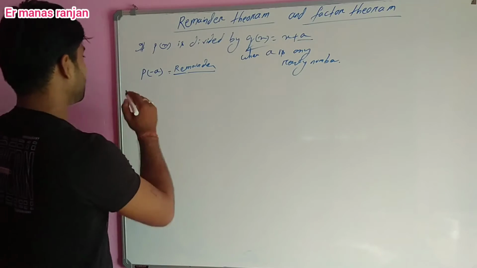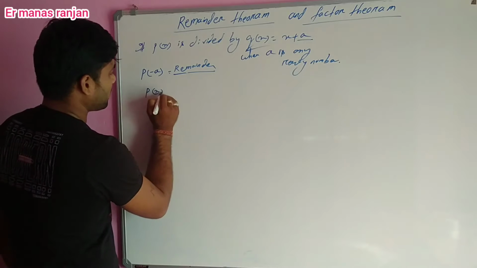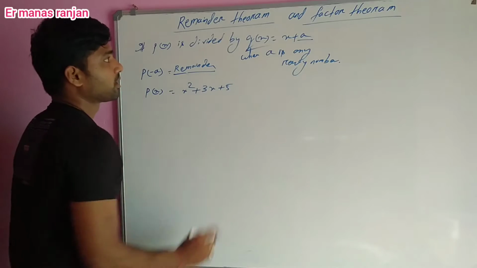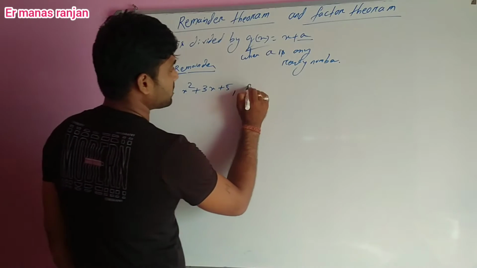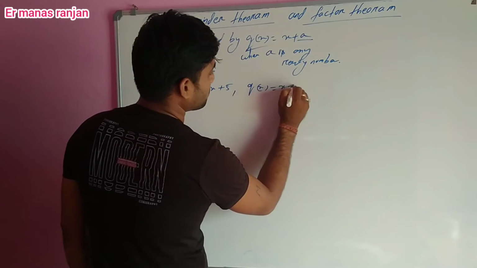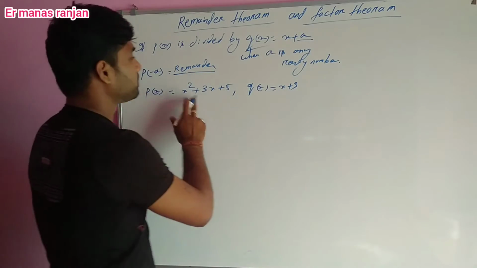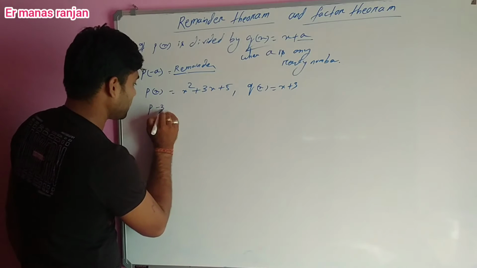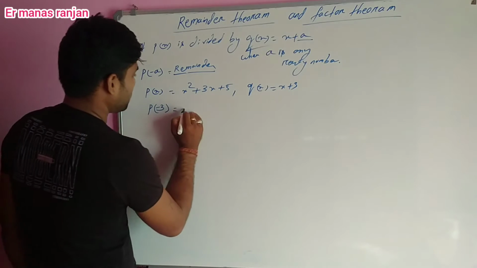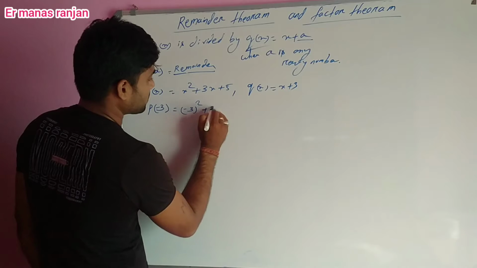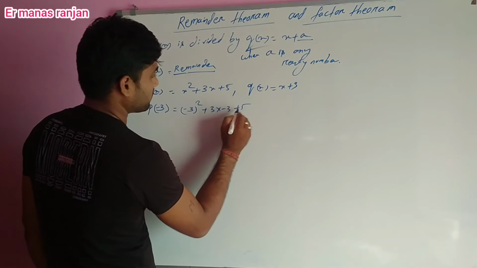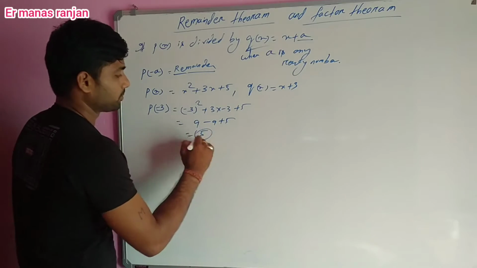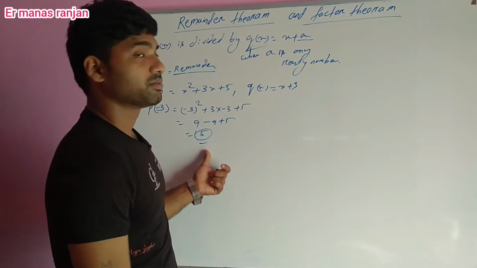Let's take an example. Suppose P of x is x square plus 3x plus 5, and Q of x is x plus 3. That means if P of x is divided by x plus 3, then P of minus 3 is the remainder. Check it: minus 3 square plus 3 into minus 3 plus 5. It will be 9 minus 9 plus 5, which is 5. The remainder is 5.